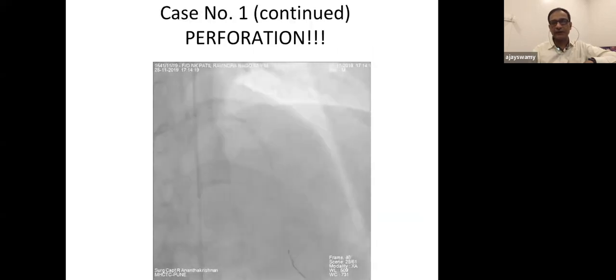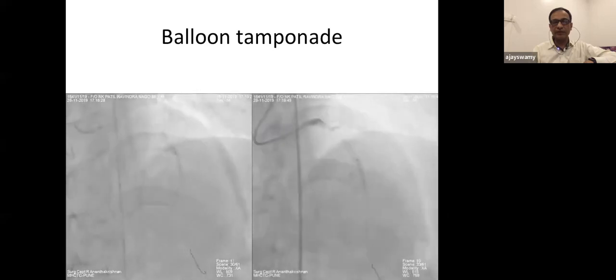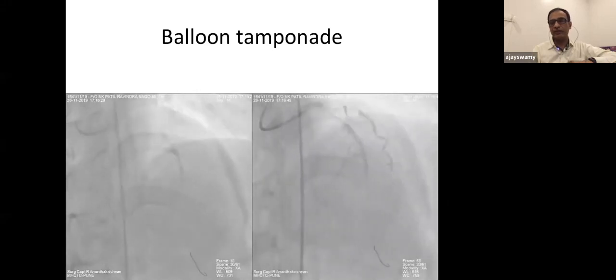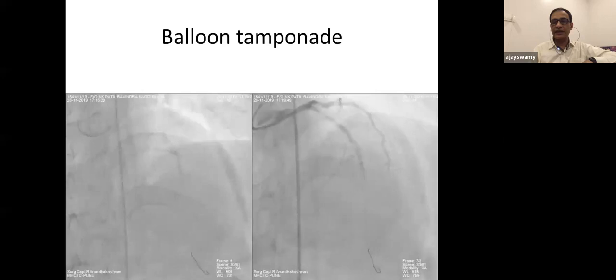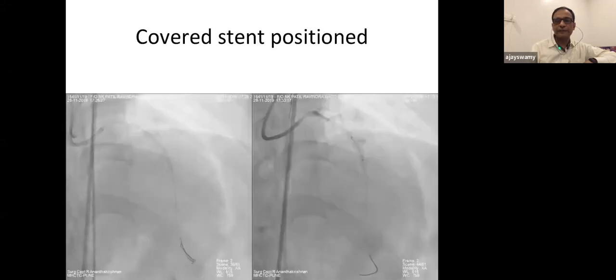What happened to our cases? This is our first perforation. We'll go back to where we started from. The first step is balloon tamponade. The balloon is taken, inflated, and then you check to make sure that we have stopped the leak. It gives you a little time to think and plan what you want to do. The ideal thing is to take a second guide, second puncture, put in a wire, deflate the balloon and wire the distal LAD beside this balloon, and then inflate the balloon again by the ping pong technique.